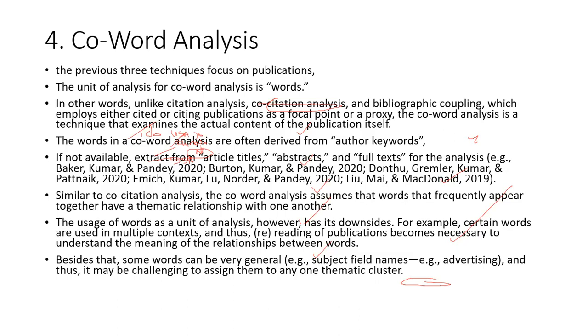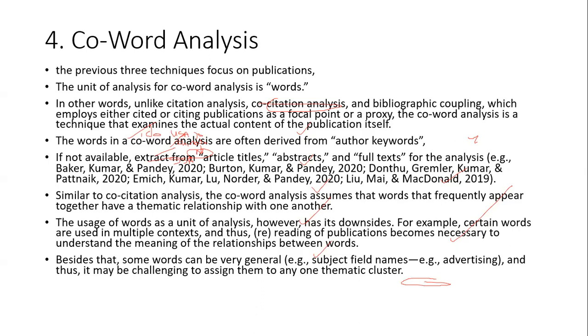So now, after doing the other three techniques, you want to actually investigate the words that are cited. The closer these words are to each other, in their meaning or if they are the same, then we assume that they are addressing a similar thematic relationship. So, similar to core citation analysis, co-word analysis assumes that words that frequently appear together have a thematic relationship with one another.